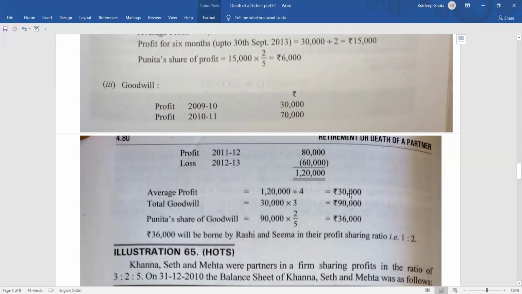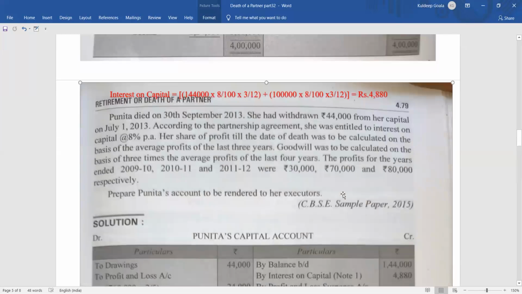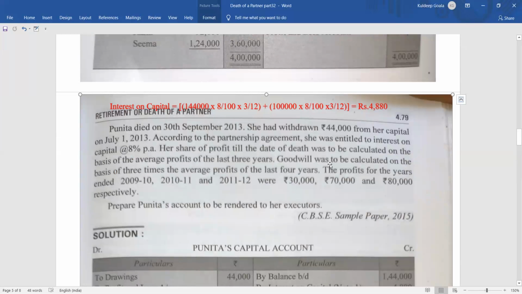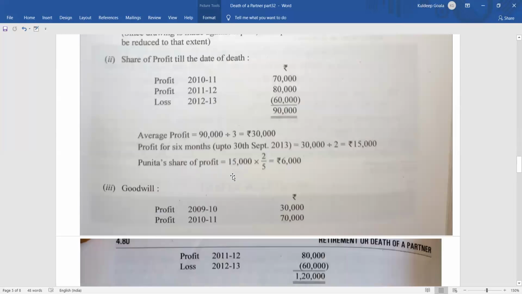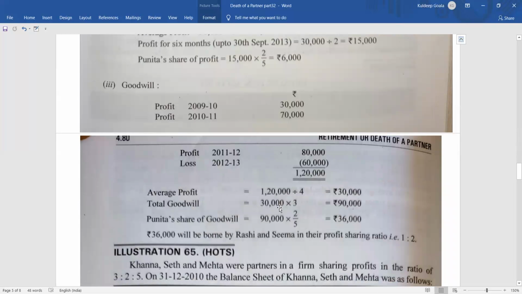again. So average profit for the last 4 years is how much? 30,000, right? So total goodwill will be how much? Into 3, because you can see in the question, it is mentioned that the goodwill was to be calculated on the basis of 3 times the average profit of last 4 years. So whatever the average profit will be there, into 3. So it is 30,000 into 3. So 90,000 is a goodwill, right?